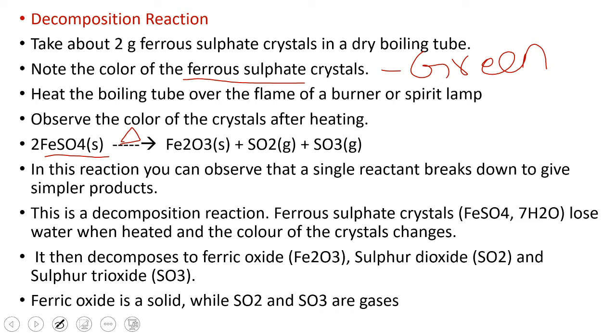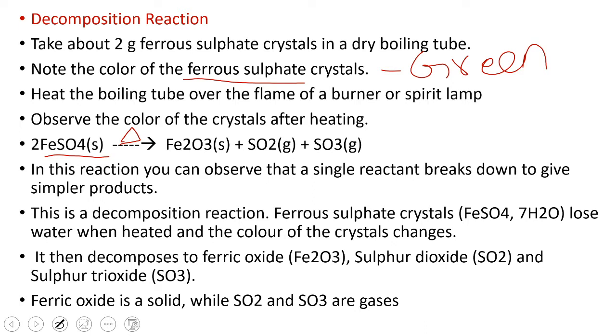Ferric oxide, sulfur dioxide, and sulfur trioxide are liberated. In this reaction, you can observe that the single reactant gives rise to two or more products. Such reactions we call decomposition reactions.